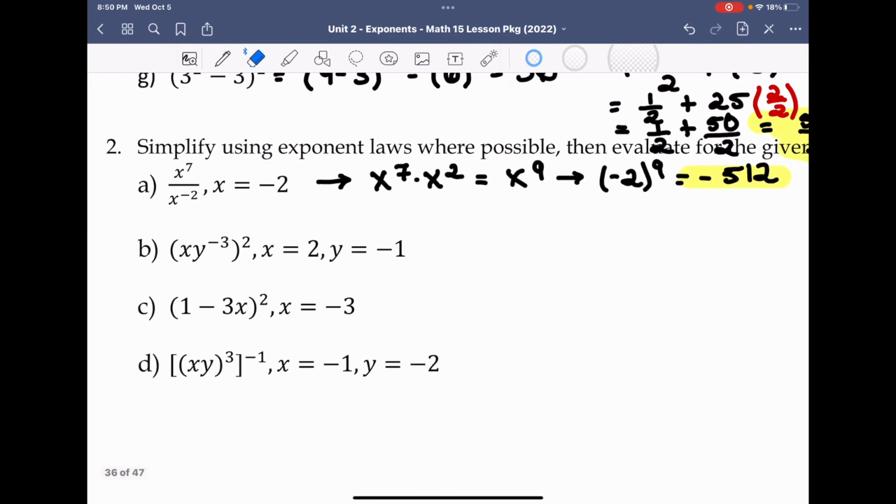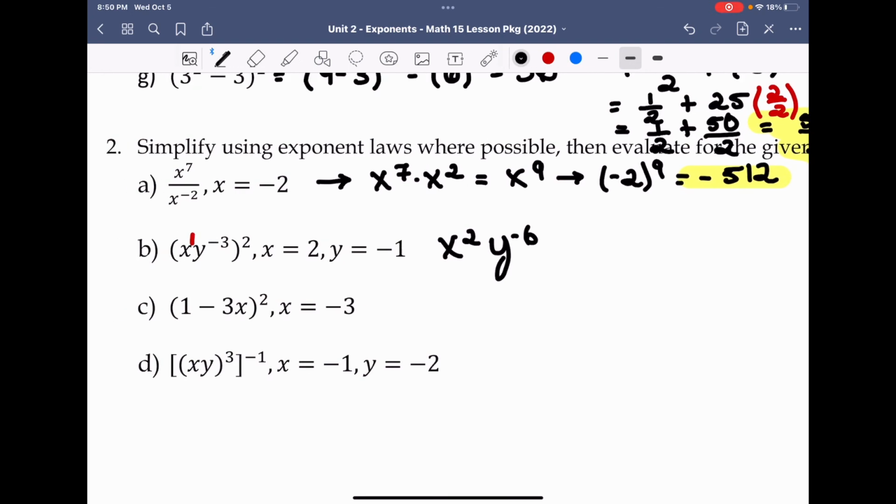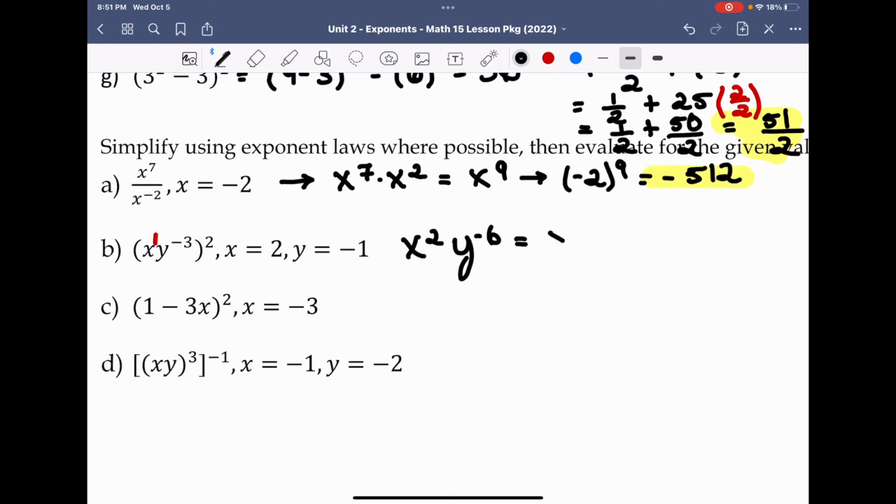For part B here, we have to evaluate using power rule. So we have a power on the outside with powers on the inside. Remember, if it's not written, our power is equal to 1. So this is equal to x to the power of 1 times 2, that's x squared. y to the negative 3 times 2 is y to the negative 6. Now, before we make any substitutions, let's rewrite our variables in terms of all positive exponents. This is equal to x squared over y to the power of 6.